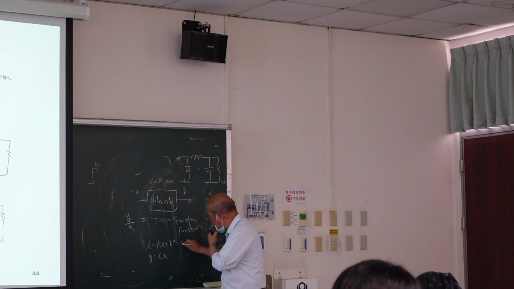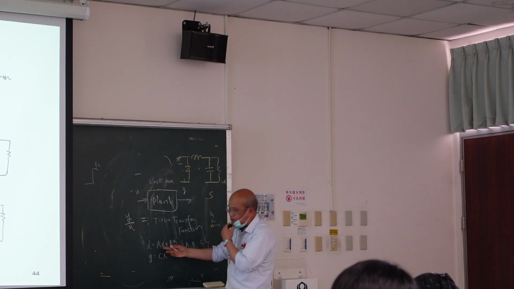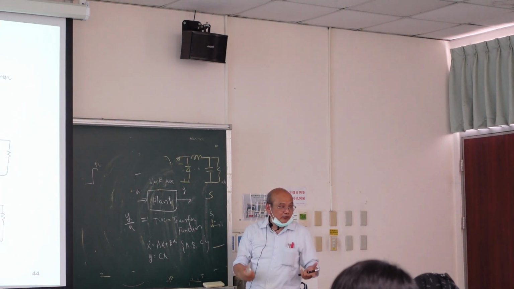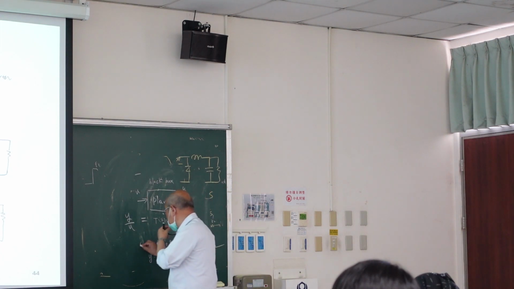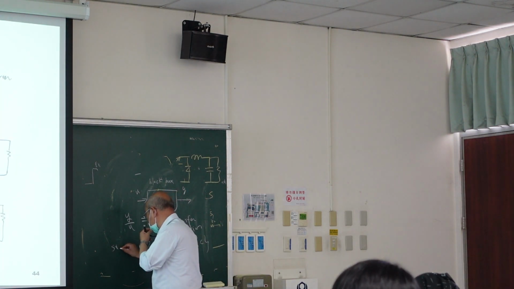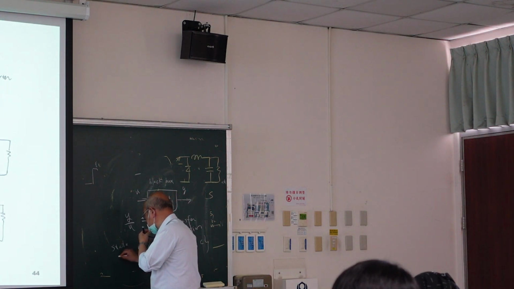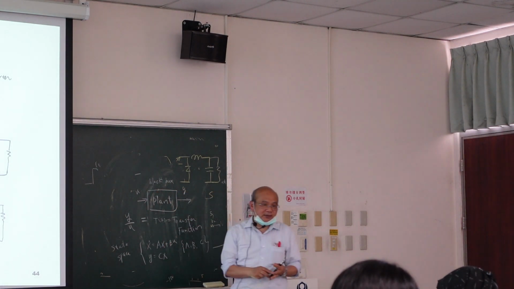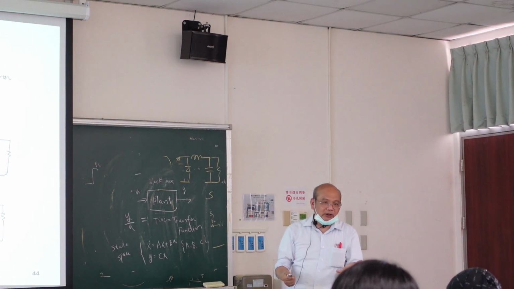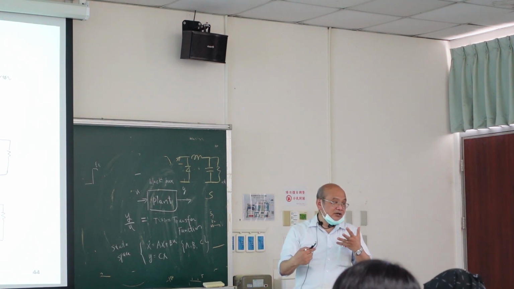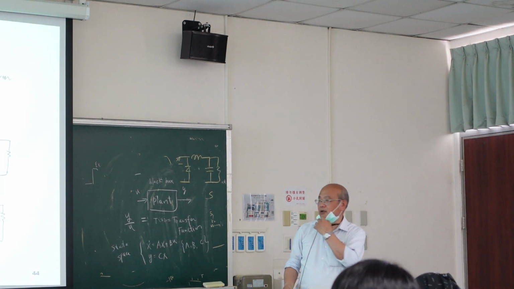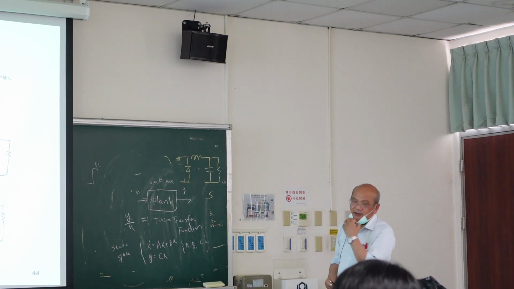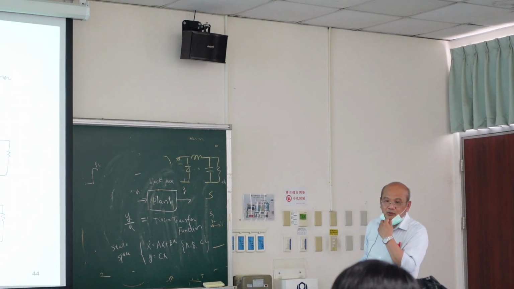So we have parameters A, B, C. So we call this what? State space representation. So we have two ways. One is transfer function, another is state space representation. So which one is better? Which one do you like?